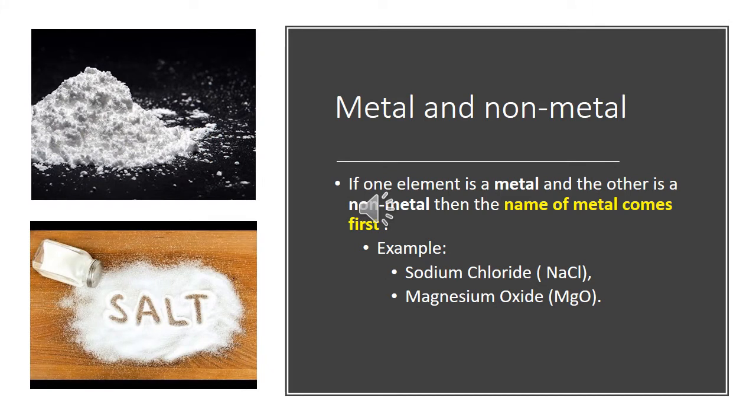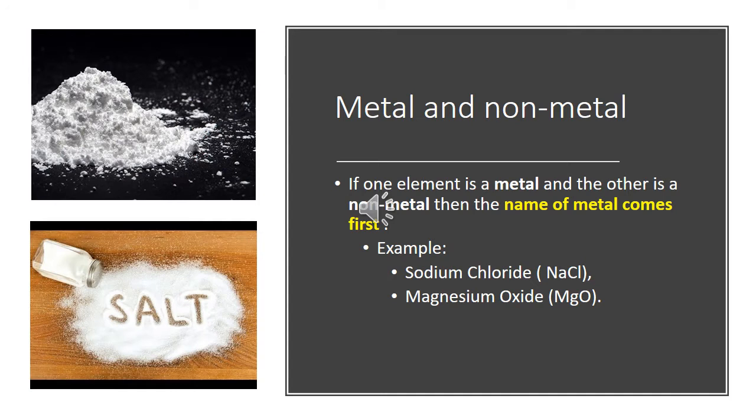First, let us learn the rules for naming a compound. If a compound is a metal and a non-metal, how can we write the name of the compound? If one element is metal and the other element is a non-metal, then the name of the metal must come first. For example, sodium chloride. It is a compound in which sodium is a metal and chlorine is a non-metal.